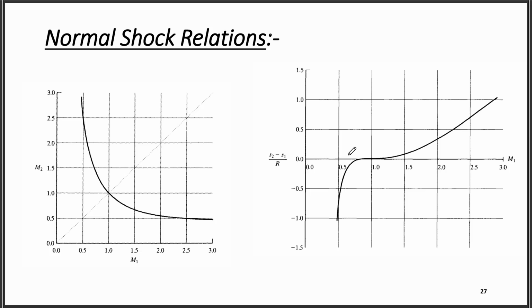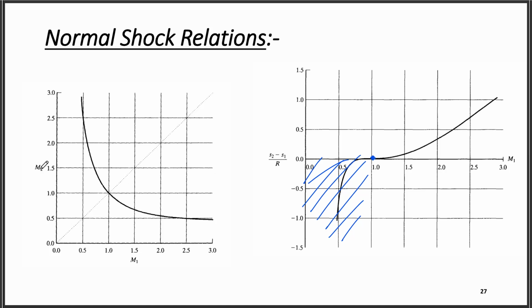So if we plot that f2 minus f1 upon R, we'll get this curve. From this curve you can see that only for Mach number greater than 1 are we getting f2 minus f1 greater than 0. Entropy is increasing only for this case, and entropy is decreasing for Mach number less than 1. So we can safely say that Mach number less than 1 is not possible for a normal shock. There will not be any normal shock if the flow is subsonic.